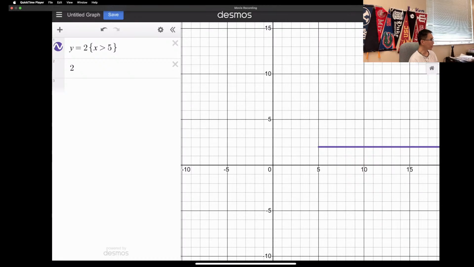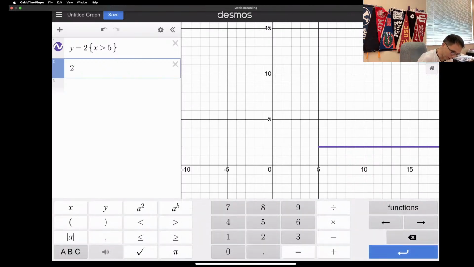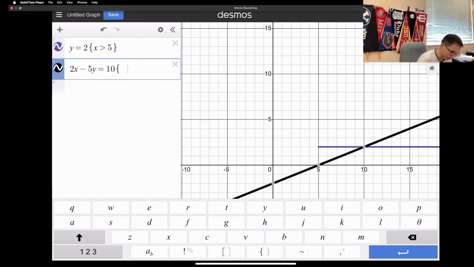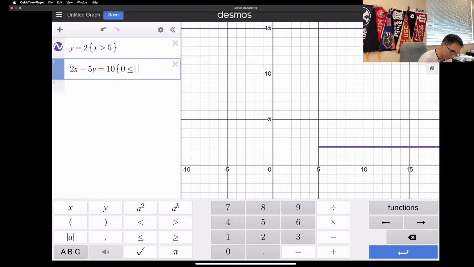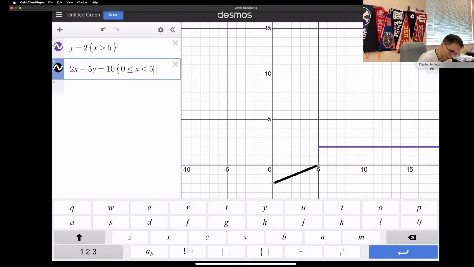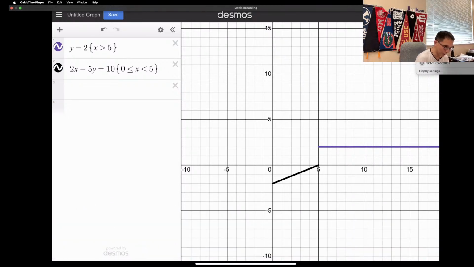Am I going too fast? No? Okay, I'm going to do the second one. It'll be 2x minus 5y is equal to 10. Now you can also check if your graph is correct. So you have 0 less than or equal to x less than 5, and that's going to be a brace. Do you see that, the black line?